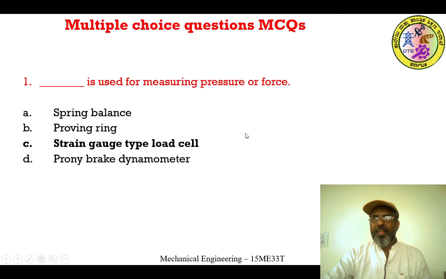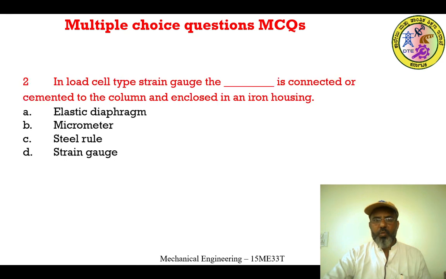The second thing you should remember, try to answer this question. In load cell type strain gauge, dash is connected or cemented to the column and enclosed in an iron housing. Your time starts now. Answer A, elastic diaphragm, B, micrometer, C, steel rule, D, strain gauge. Yes, the correct answer is strain gauge: strain gauges are connected or cemented to the column for measuring the force.